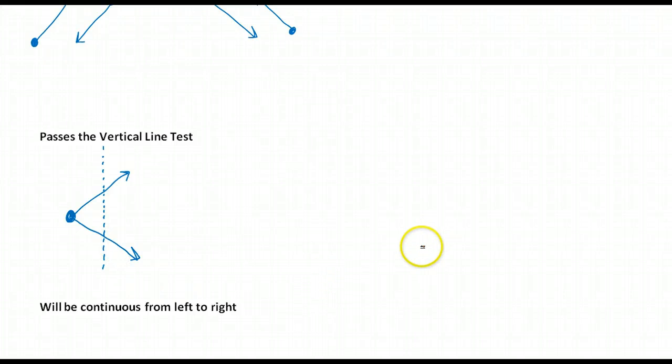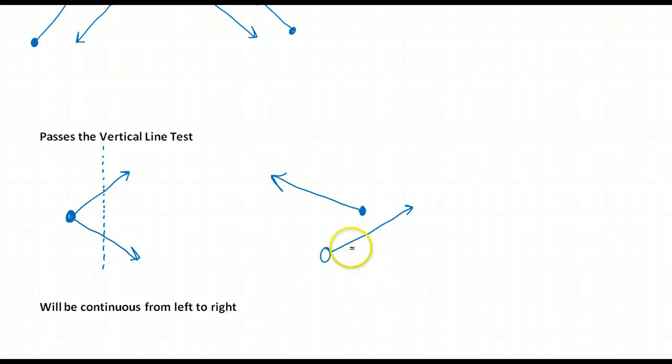The other thing you need to watch out for is sometimes you will have a piece going in this direction, and then you'll have another piece that starts here and goes in this direction. Again, this is not a function because it doesn't pass the vertical line test. So somewhere you made a mistake, either in graphing the lines or in the if statements.